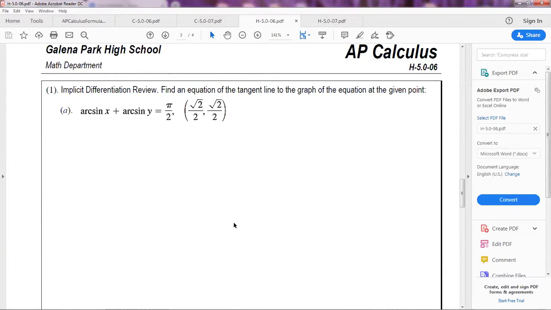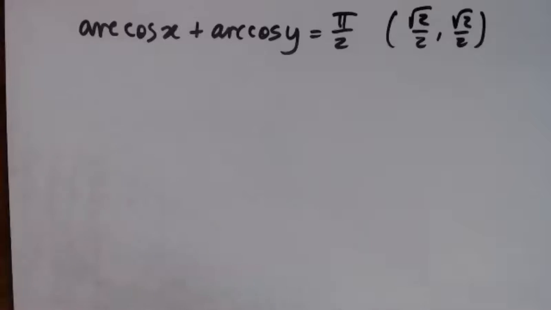This is the implicit differentiation review. Find an equation of the tangent line to the graph of the equation at the given point. So you have now arcsine of x plus arcsine of y equals pi over 2. So you have equations where the x and the y are mixed. Let me do something like that. So this is arc cosine of x plus arc cosine of y equals pi over 2. And the point is going to be the same, square root of 2 over 2, square root of 2 over 2. Correct?